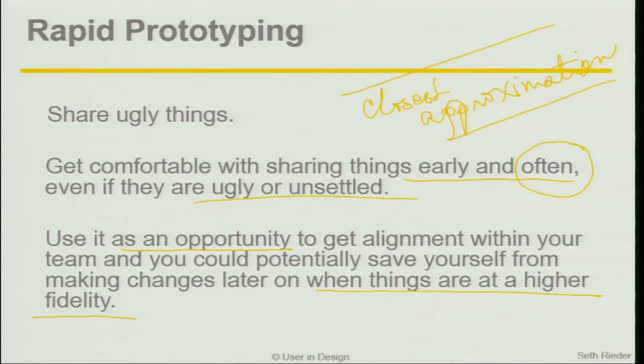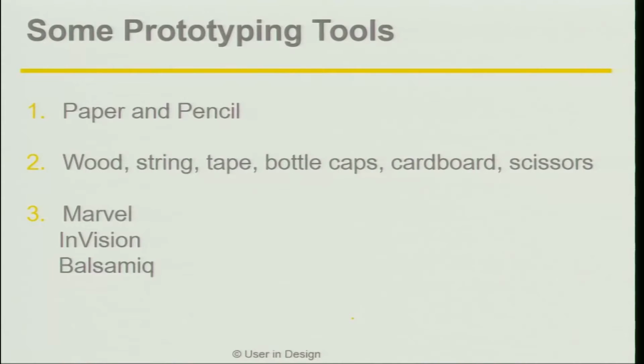We'll speak more about this in the next section, but higher fidelity means more cost. It becomes more and more expensive as you go on making things more and more refined and more perfect. So some prototyping tools that are commonly used: paper and pencil, as I told you, wood, string, tape, bottle caps, cardboard, scissors. They all go a long way. And then there are some prototyping software tools for building interactive products, which all have free versions if you are so inclined to use some of these.